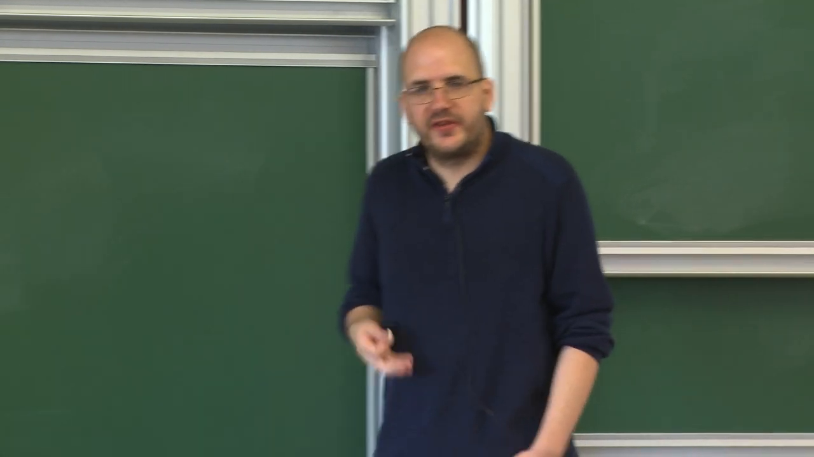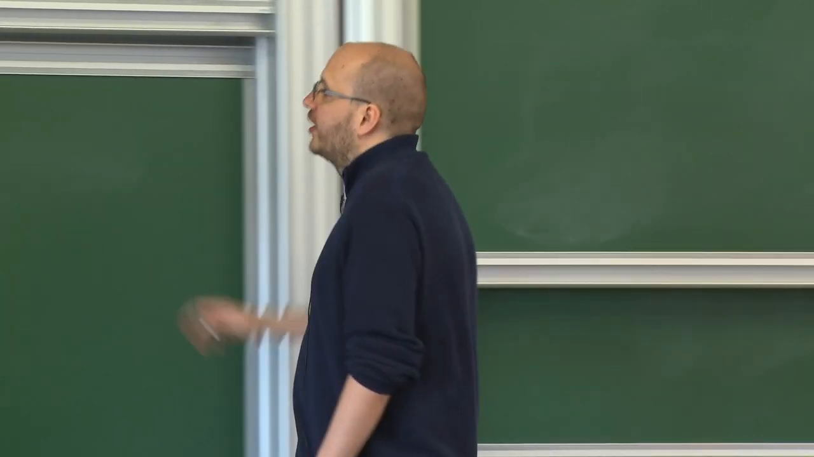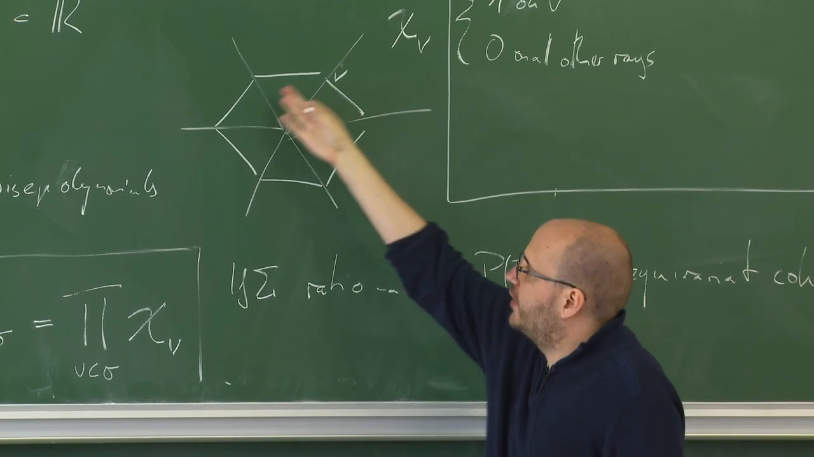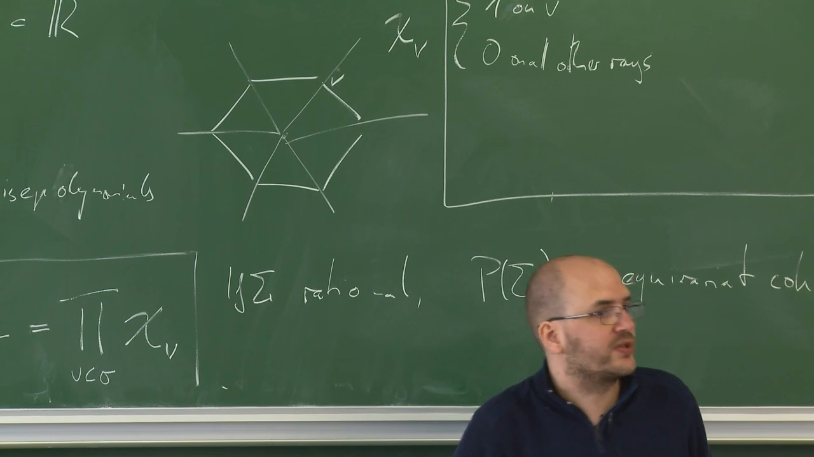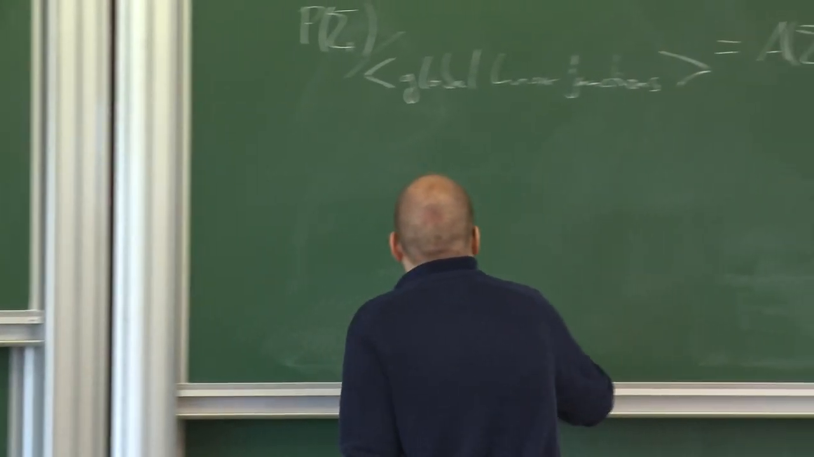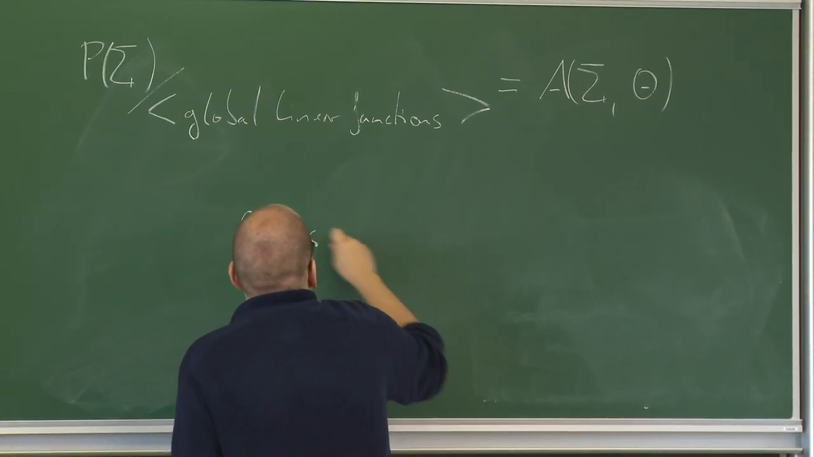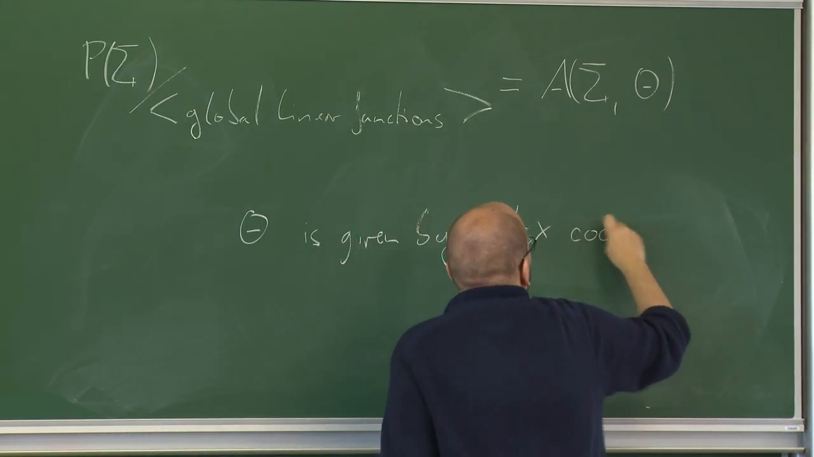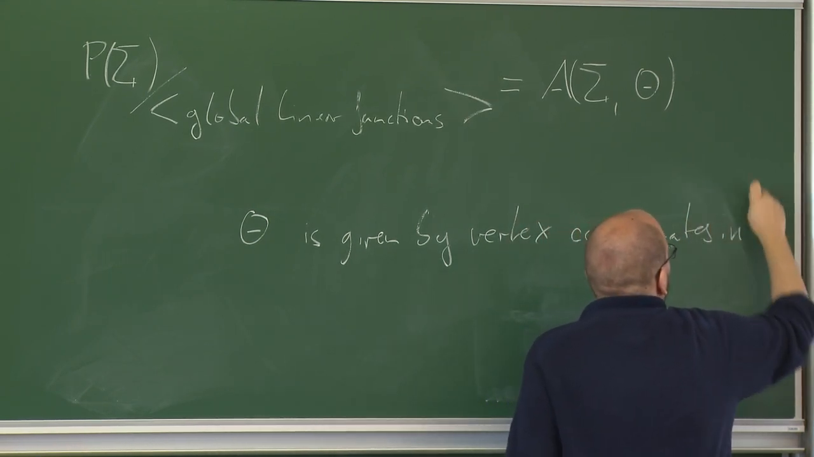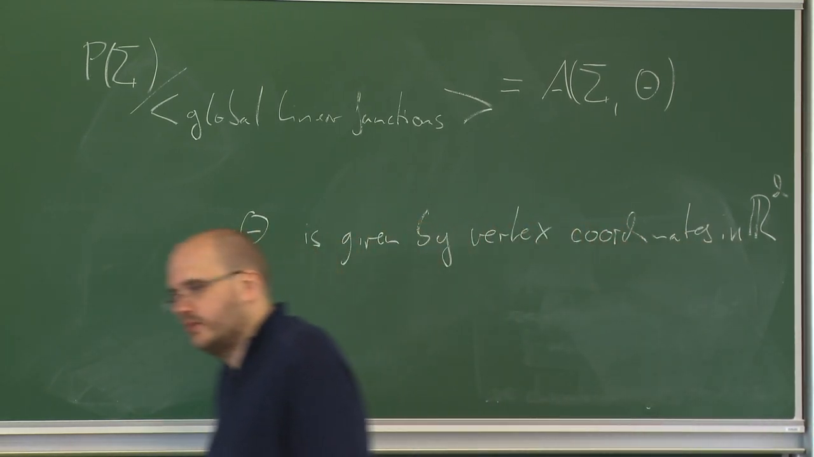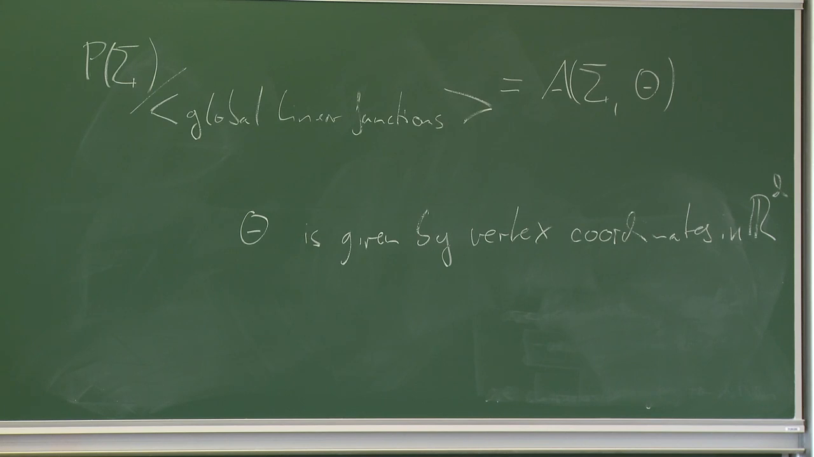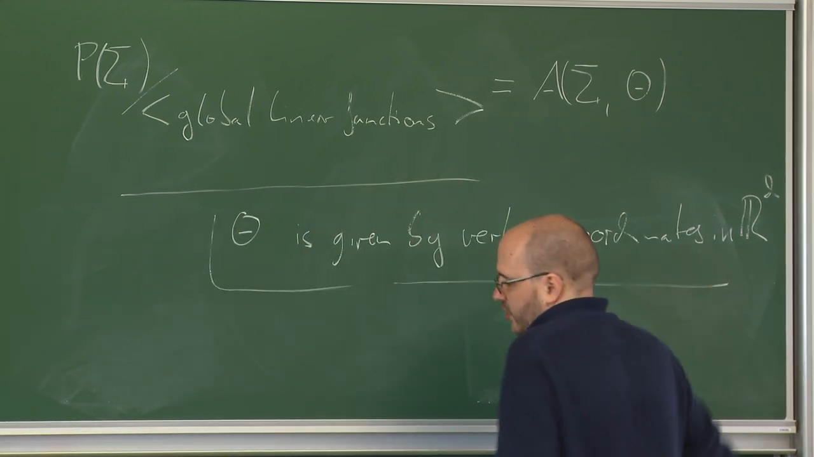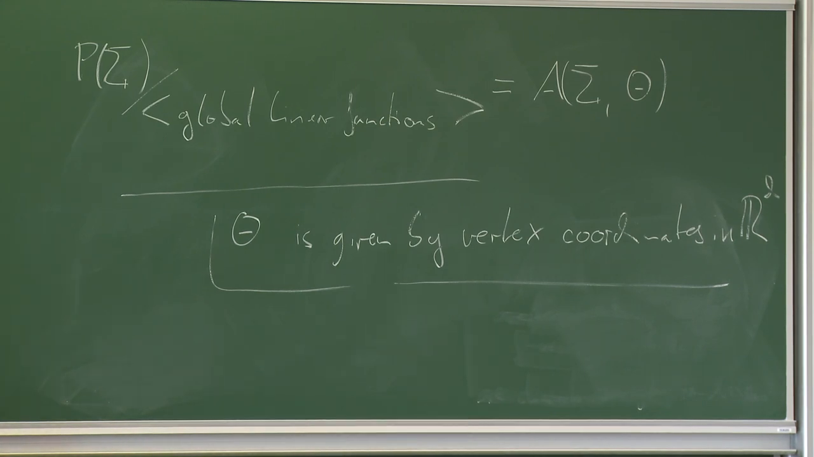So what is the theta that I associate with this? I naturally have coordinates for these vertices in R^d. Every single one of these vertices has a coordinate, and I normed my characteristic function so that it is one on this coordinate. So theta is given by the vertex coordinates in R^d. Here's a hint that we will think about this a little more geometrically, even though in general we won't think about fans so much. But that's a way to get a nice geometric interpretation.